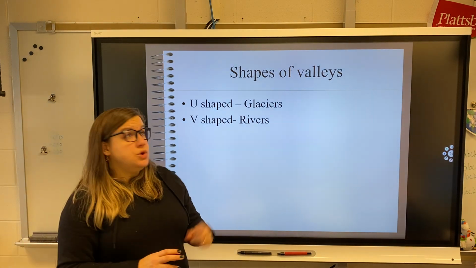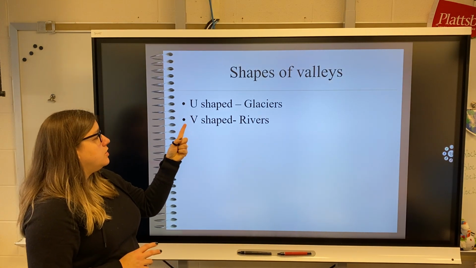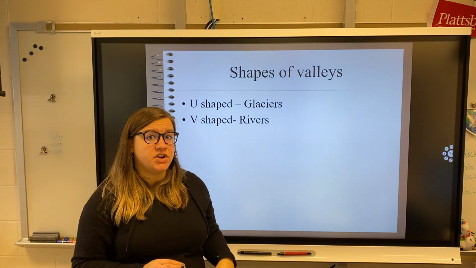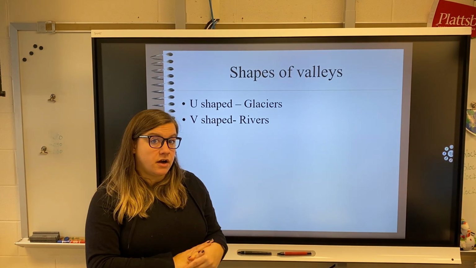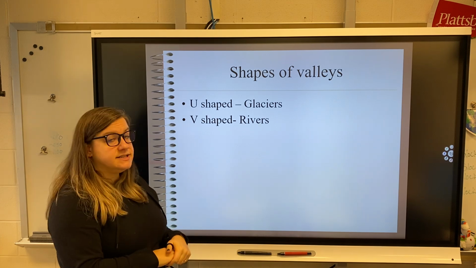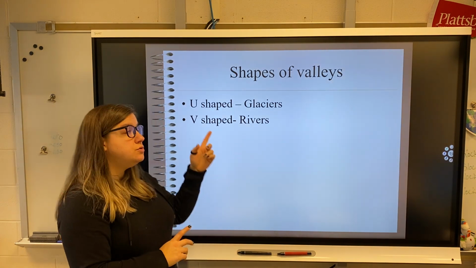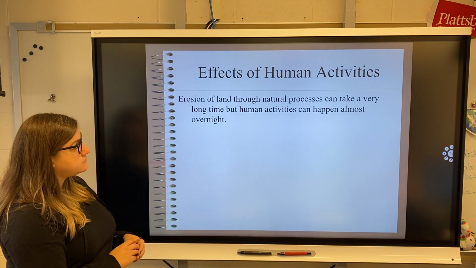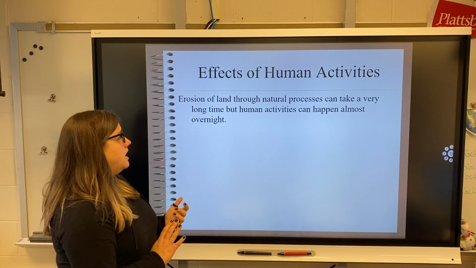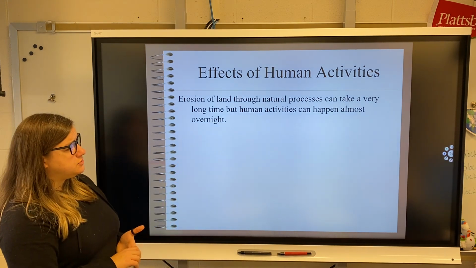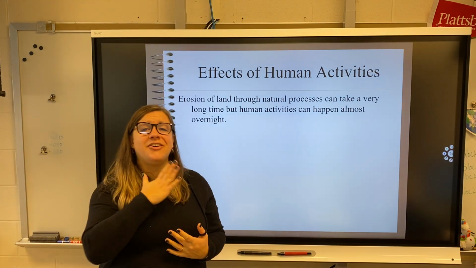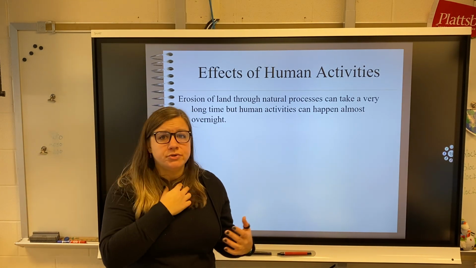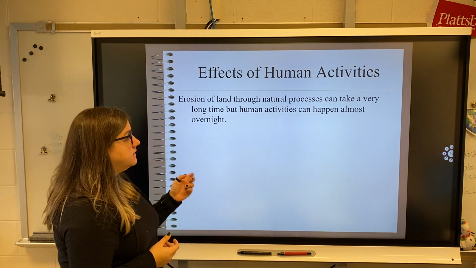Glaciers create U-shaped valleys, and rivers create V-shaped valleys. That's how you need to remember that. Rivers create V-shaped valleys, and glaciers create U-shaped valleys. So, humans. The erosion of land through natural processes can take a long time, but with human activity, we can cause things to happen almost overnight and destroy things.